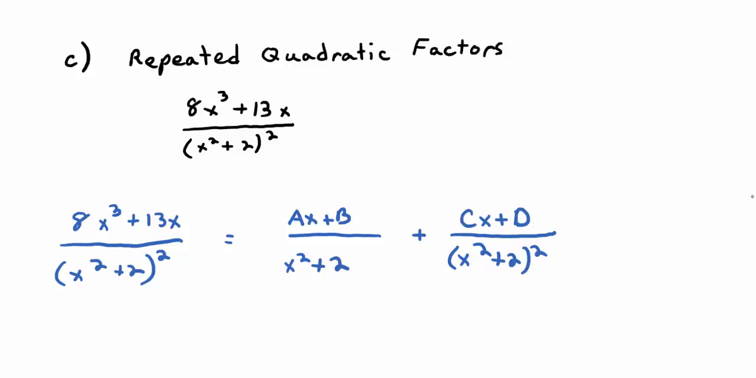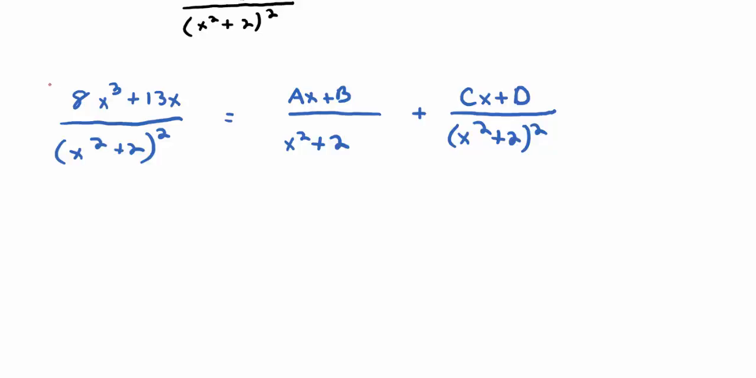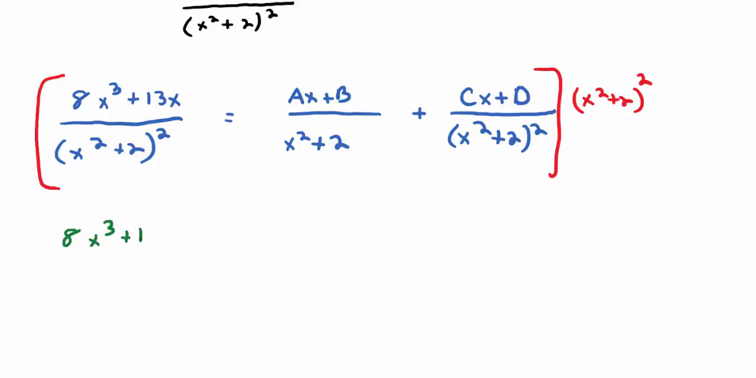All right, let's clear those denominators. So what's the LCD? It's given, right? x squared plus 2 quantity squared. I'll do the left-hand side for you. Isn't that nice of me? When you multiply by that, it's just 8x cubed plus 13x that's left. What do you guys get on the right side? ax plus b times just one factor of x squared plus 2. Plus what? Just cx plus d?